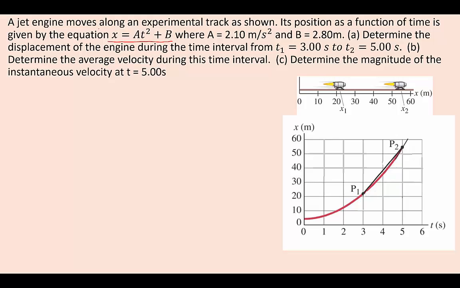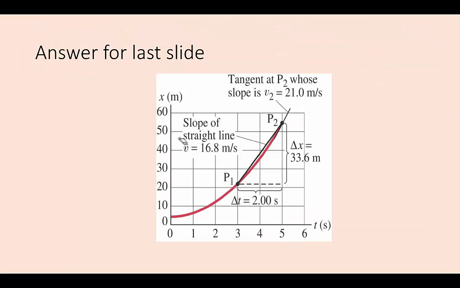You can go ahead and plug all this information into the equations and solve it. Or you can think about the relationships that we had talked about on the graph and come up with the answers with that. Either way, however, we want to treat the engine as if it were a particle. And when we treat the engine as if it were a particle, and we think about the graphical representation that we have been given, we can solve for part A, the displacement of the engine during the time interval, by simply looking at what the difference is on the y-axis between P1 and P2, so 33.6 meters.